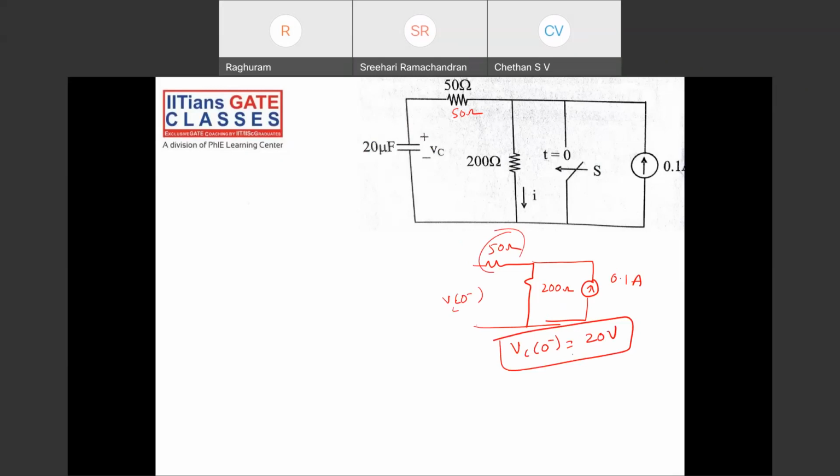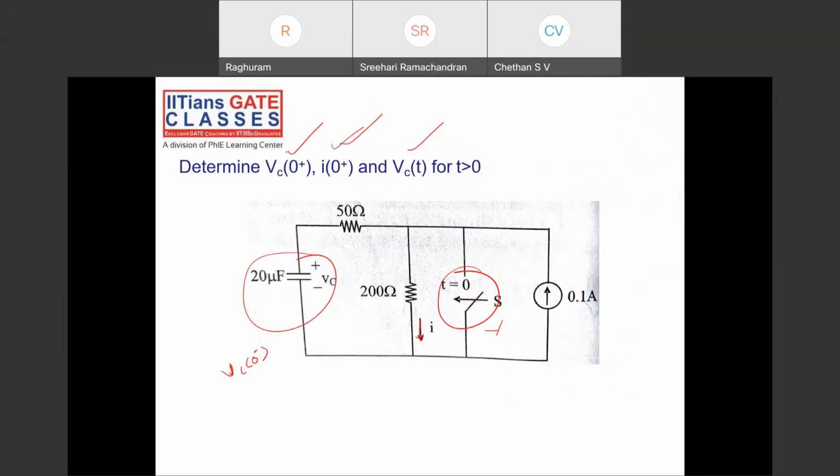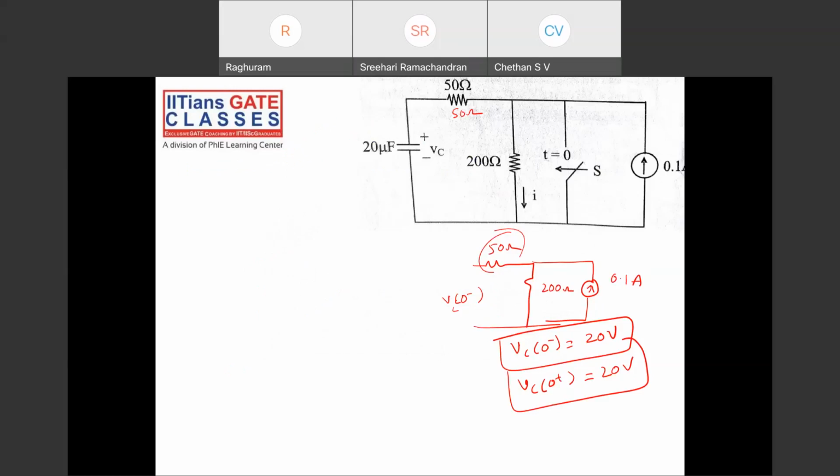So what is VC of 0 plus? 20 volts, right? Voltage across a capacitor cannot change instantaneously. VC of 0 plus, I got it. Then VC of t. Need to find the time constant.